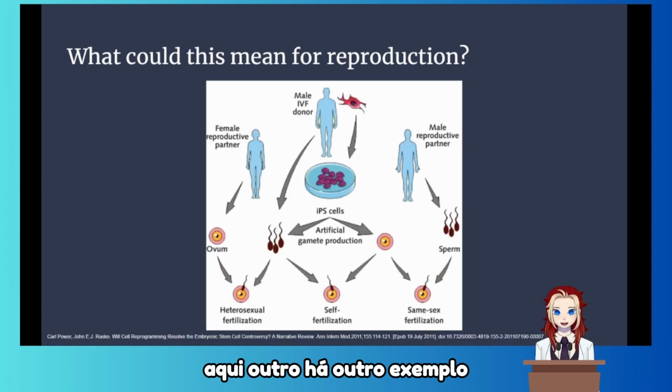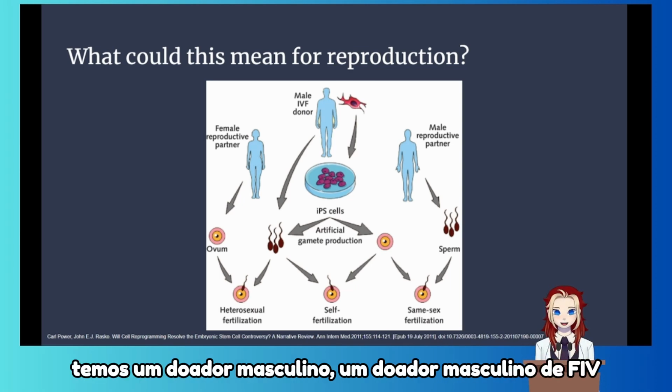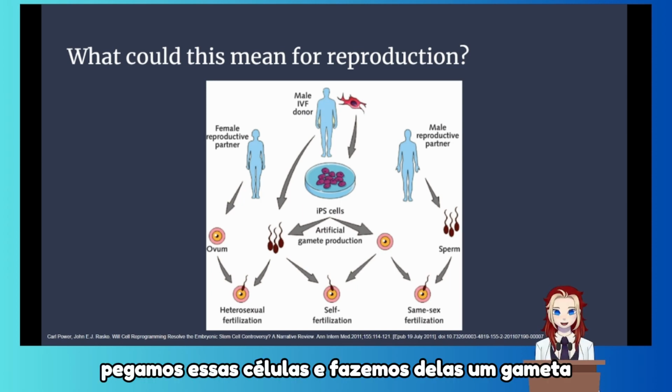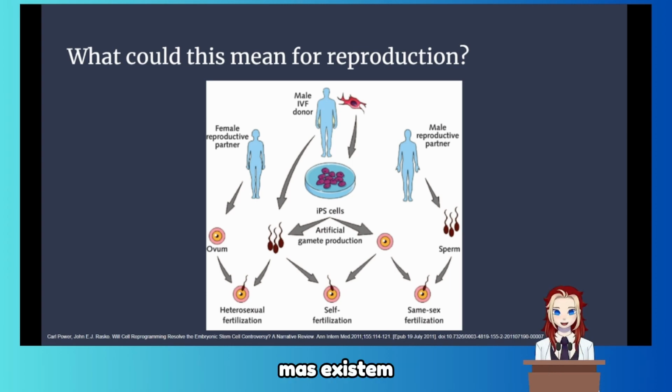Here there is another example. We have a male donor, a male IVF donor. IVF is in vitro fertilization. We take those cells and make them gametes. But there are a few problems with this.